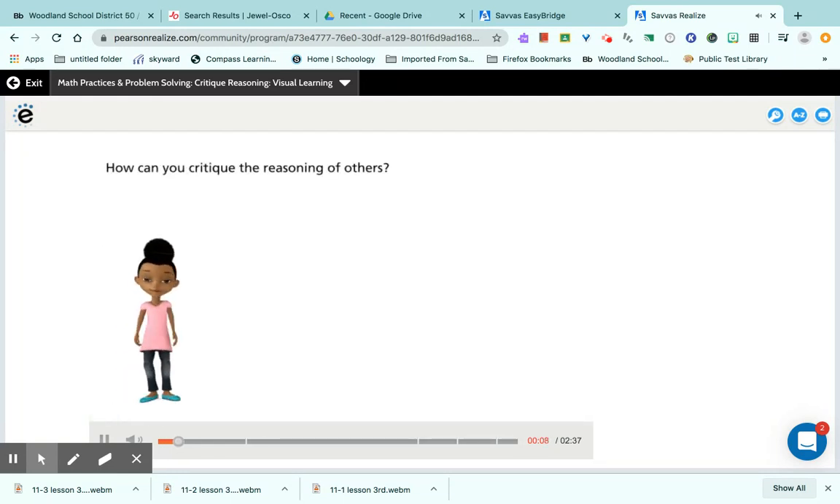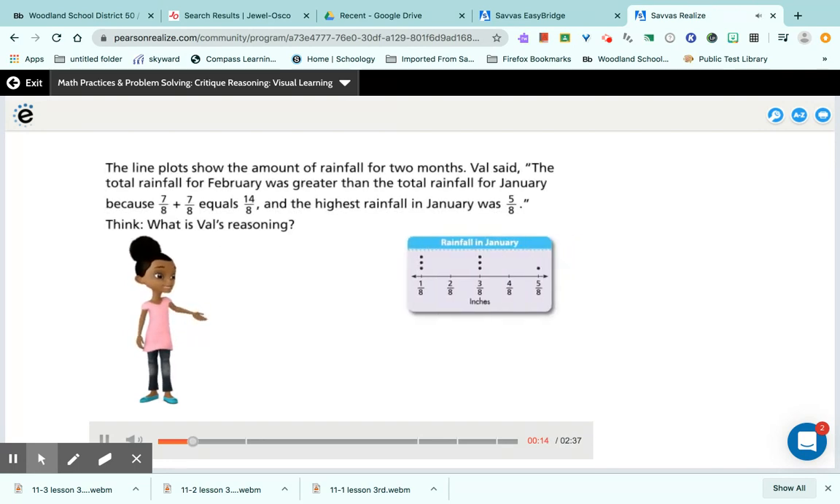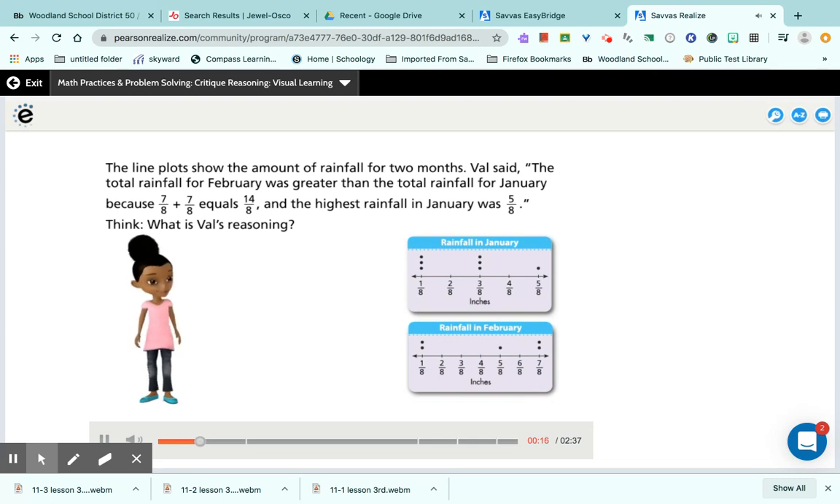You critique the reasoning of others? Let's find out! The line plots show the amount of rainfall for 2 months.